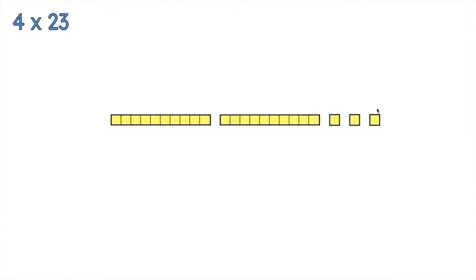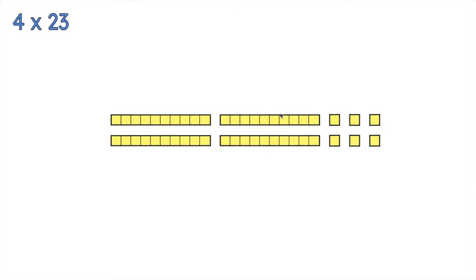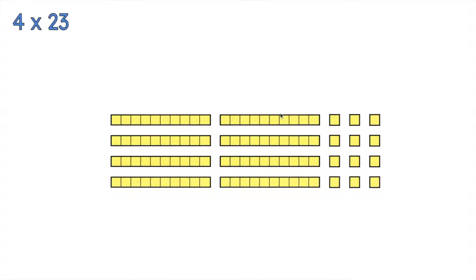So if we were to model 4 times 23, you probably would want to model 4 groups of 23. Or as an array, we can do 4 rows of 23, right? We got a row of 23, 2 rows, 3 rows, and then 4 rows of 23, which is perfect. That's a great way of doing 4 times 23.